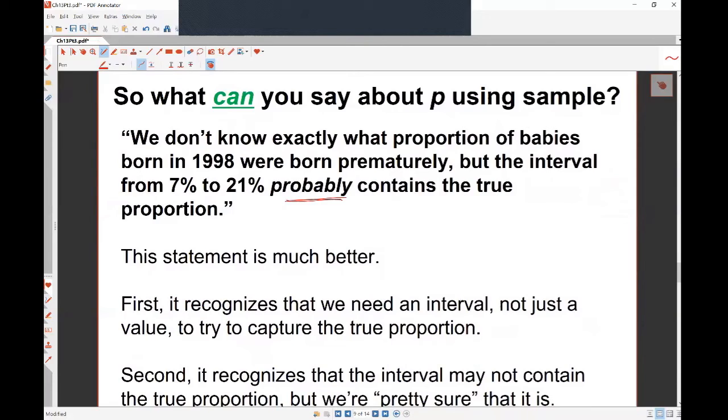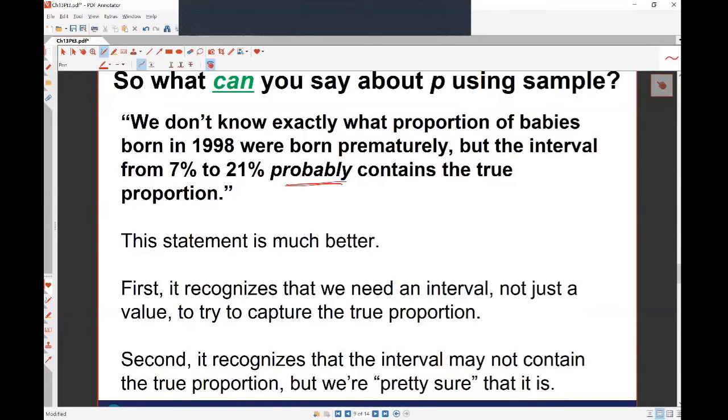This statement is much better than any of the previous examples because it does two things. It recognizes that we need an interval of values to try and capture the truth, but it also recognizes that even that interval is not necessarily going to contain the truth. We are pretty sure that it contains the truth, but we are not going to guarantee that it contains the truth. That is just what statistics allows us to do.